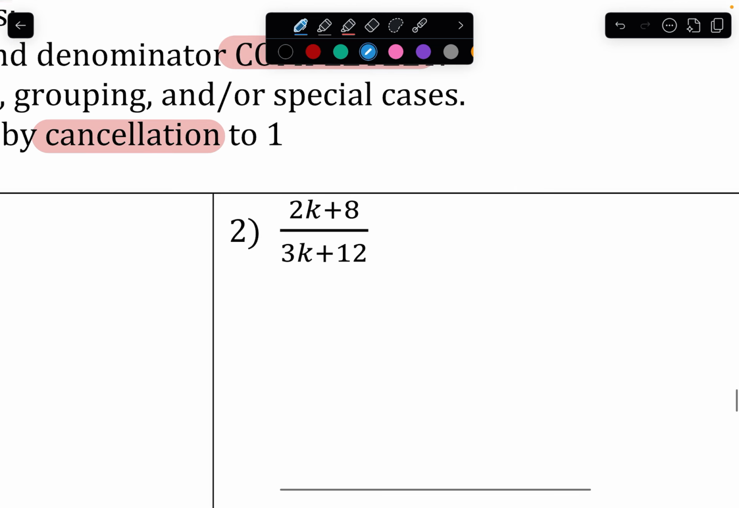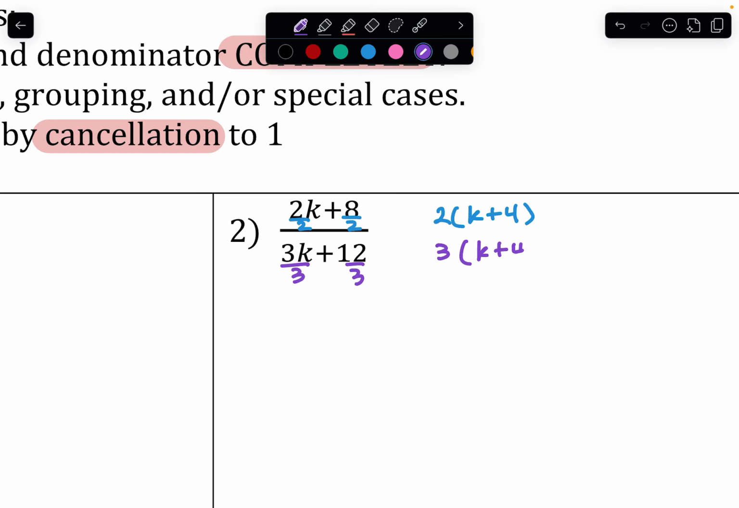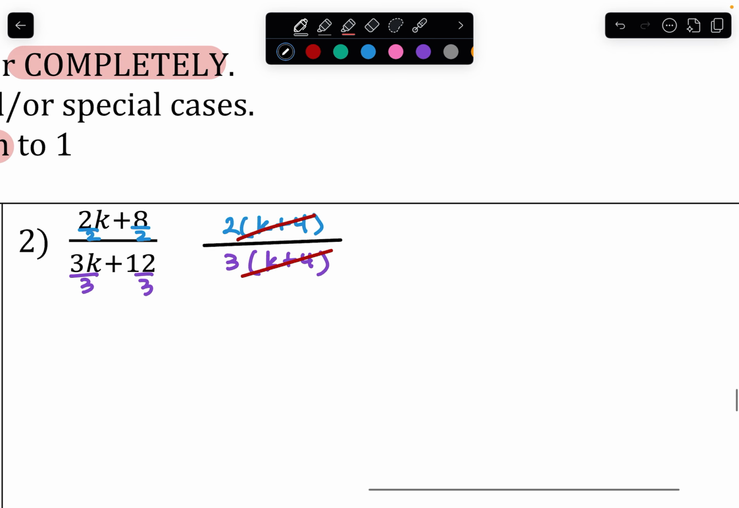Okay, this next example, the numerator, we can factor out a 2, leaving k plus 4. The denominator, we can factor out a 3, leaving k plus 4. And so after the factoring step, I see that k plus 4 is a factor being multiplied on top and being multiplied on bottom. So it cancels, leaving me with 2 on top, 3 on bottom. So my final answer is 2 over 3.